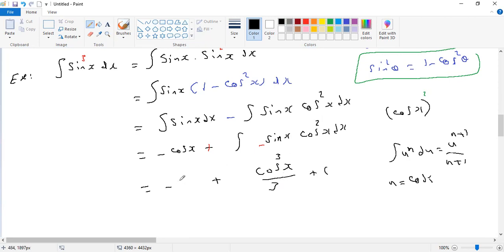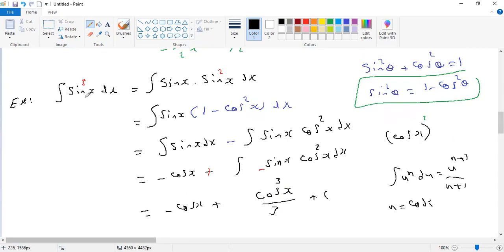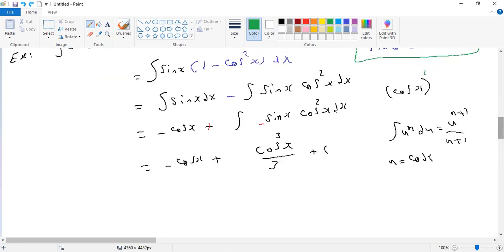And what I have here is minus cosine x. So this is the answer. Let me repeat again: if we have sine power 3, it will be sine times sine squared dx. Sine squared we write as 1 minus cosine squared. This is for odd power, power 3: we write sine times 1 minus cosine squared. Multiply, so it will be sine minus sine cosine squared. Sine integrates to minus cosine, and sine cosine squared uses n plus 1 over n plus 1. So this is the answer.